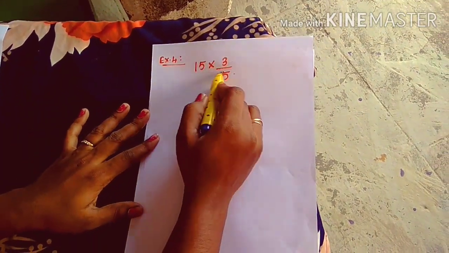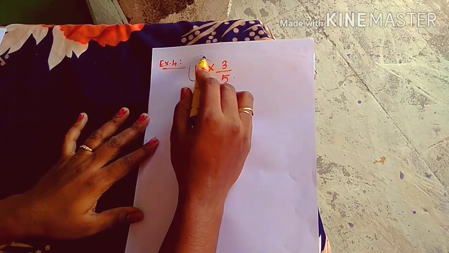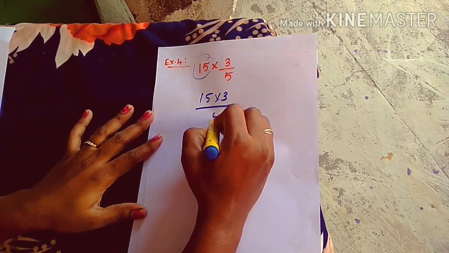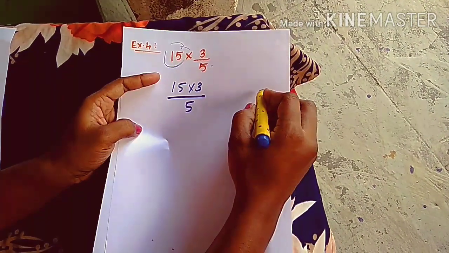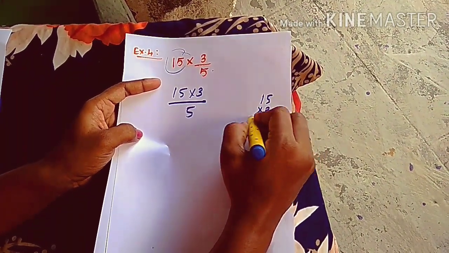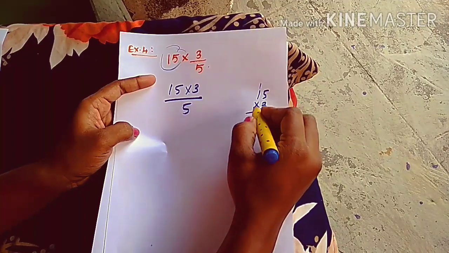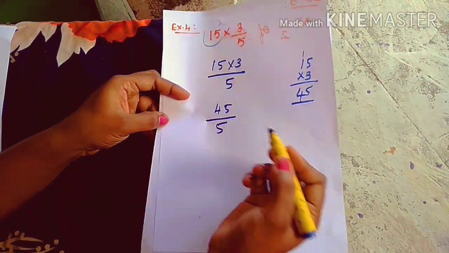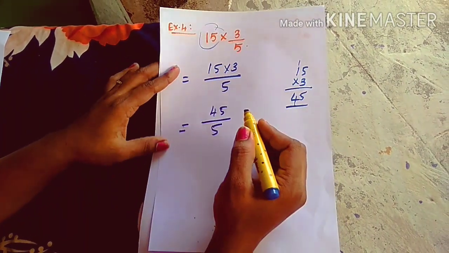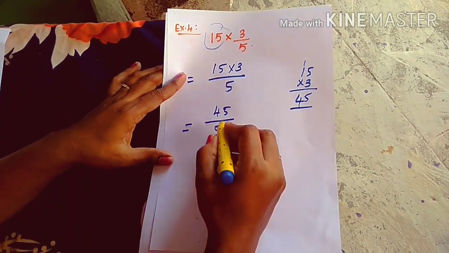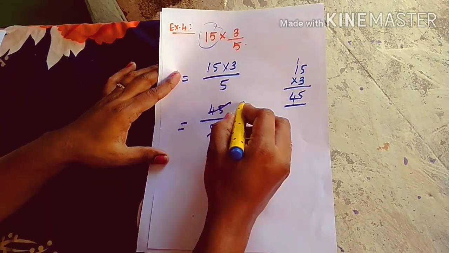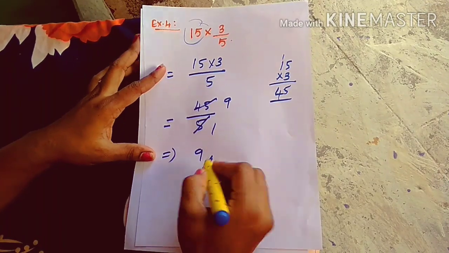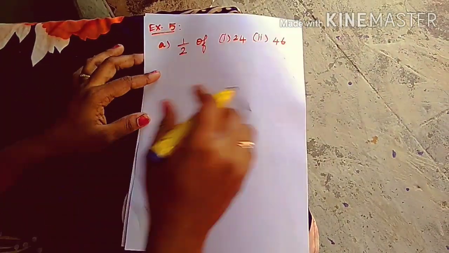Next problem, 15 into 3 by 5. As I said, multiply 15 into 3. What is 15 into 3? 5 3s are 15, 3, 4, 45, right? 45 by 5. You can also cancel and simplify the answer. 1 5 is 5, 9 5s are 45. So what is the answer now? 9.